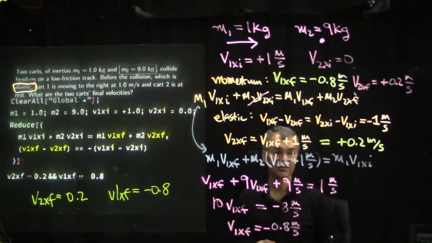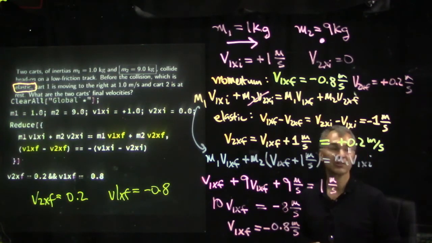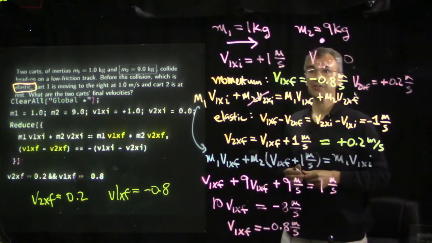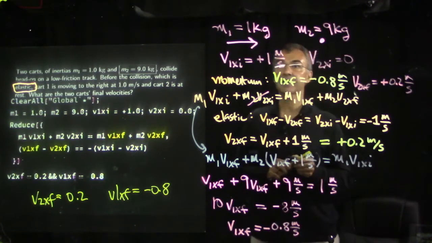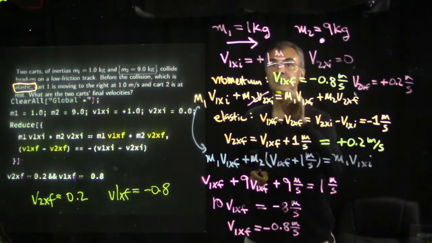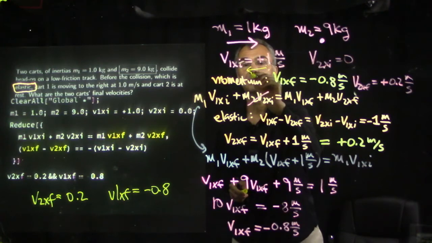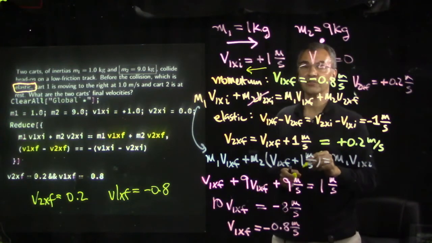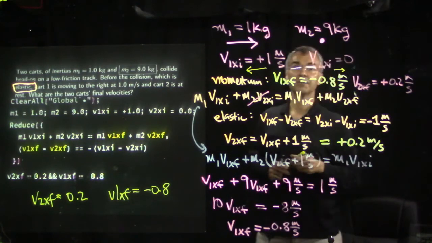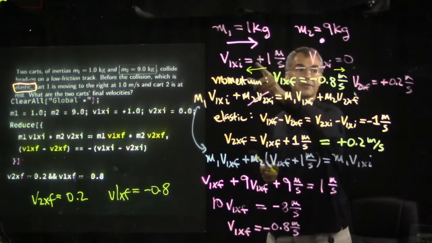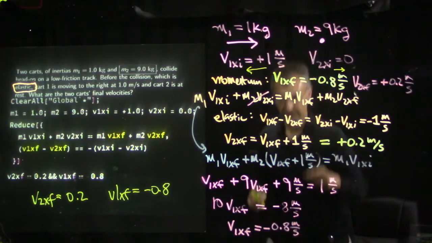Wolfram Mathematica said V2xf is plus 0.2 and V1xf is minus 0.8. So we have successfully solved our second problem using momentum and energy together. And notice that what this is telling us is that the lightweight object recoiled backwards almost as fast as it came in, and the massive object went forward with just a small fraction of the velocity of the incoming object.